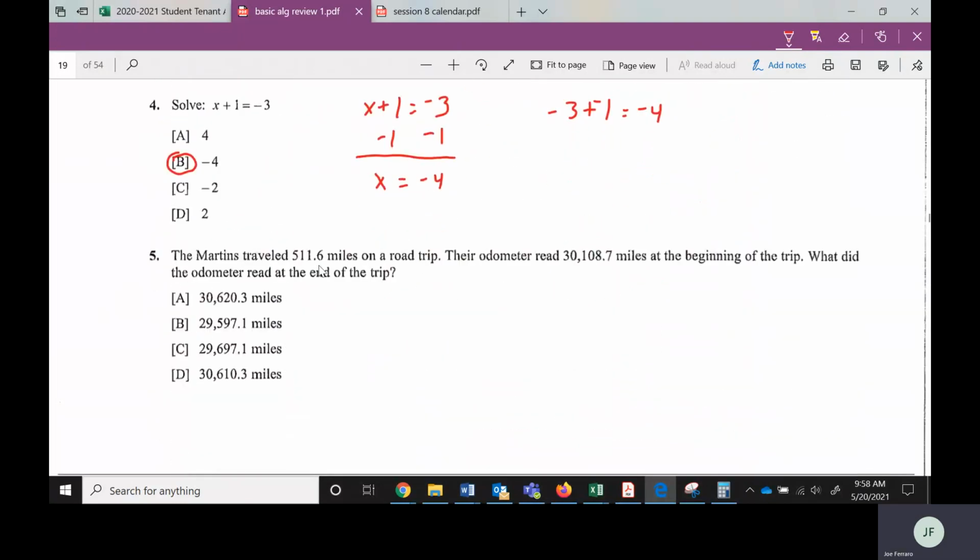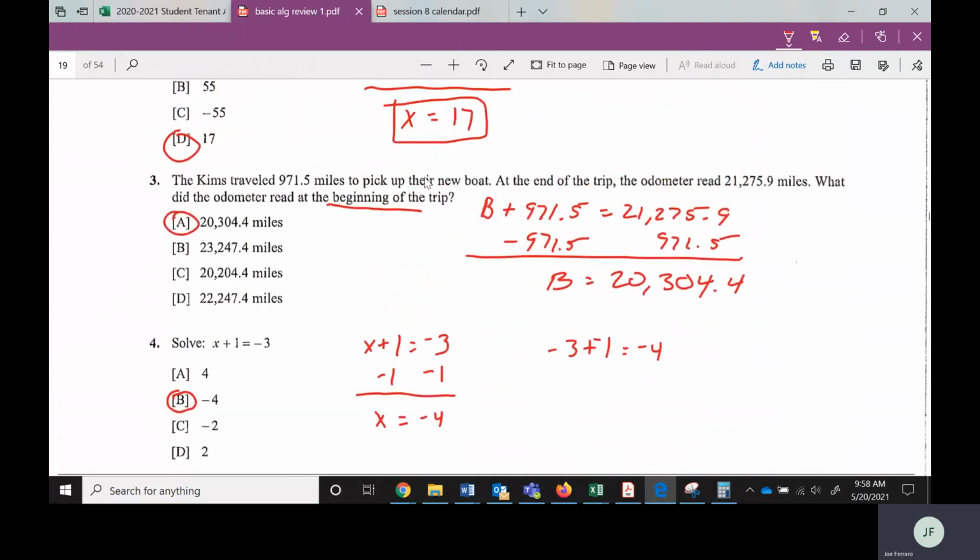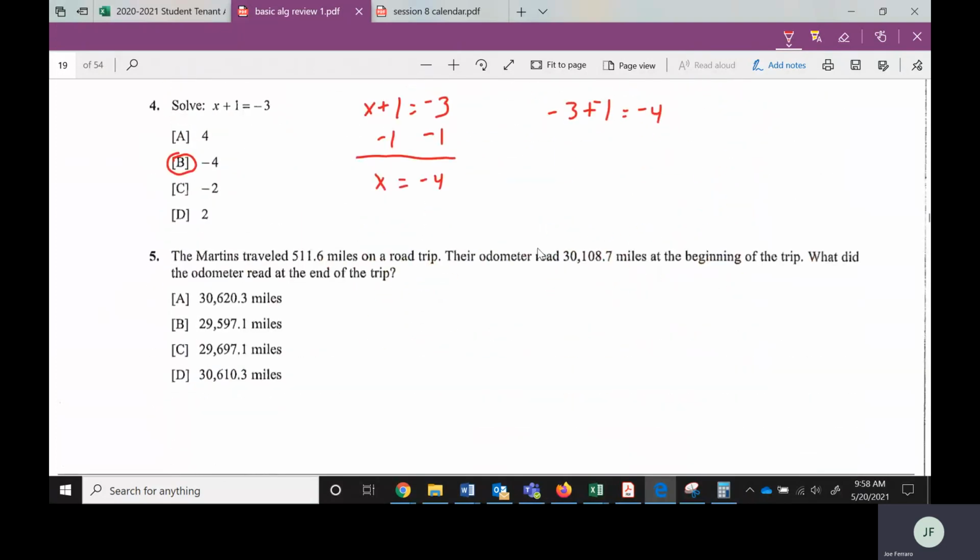So the Martins traveled 511.6 miles on a road trip. That's the same as what it says up here. Okay. The odometer read 30,108.7 miles at the beginning of the trip. So that's the opposite of what the last problem was. What did the odometer read at the end? So really, the way I would do this problem, you don't even have to solve an equation.